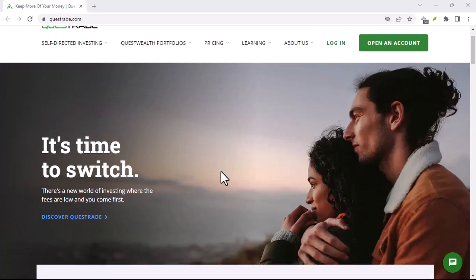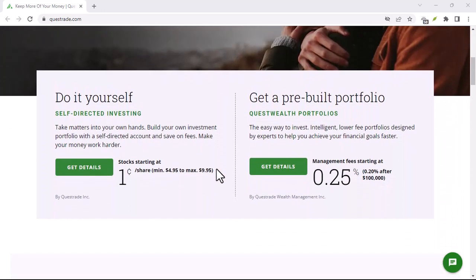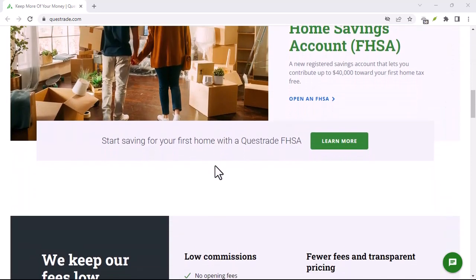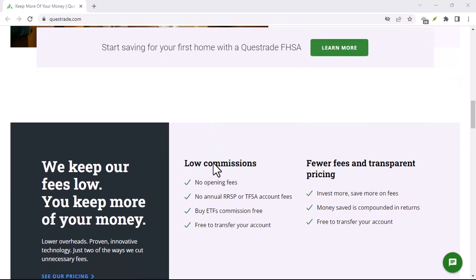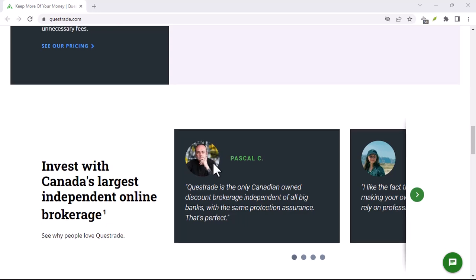Outgoing transfers to external institutions. Remember, this video is about internal transfers. If you are moving money from a Questrade account to a bank or brokerage account outside of Questrade, there will be fees. Questrade charges fees for outgoing electronic fund transfers or wire transfers.